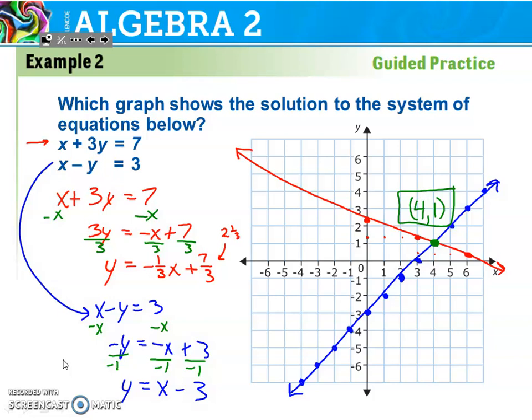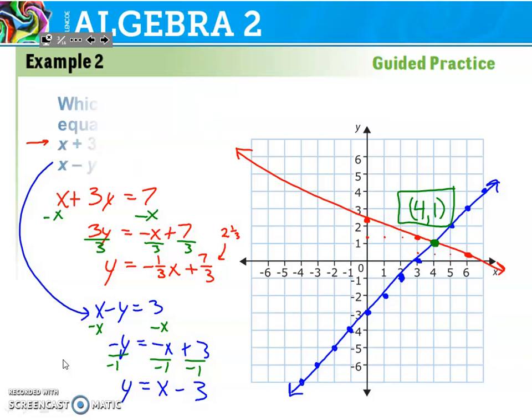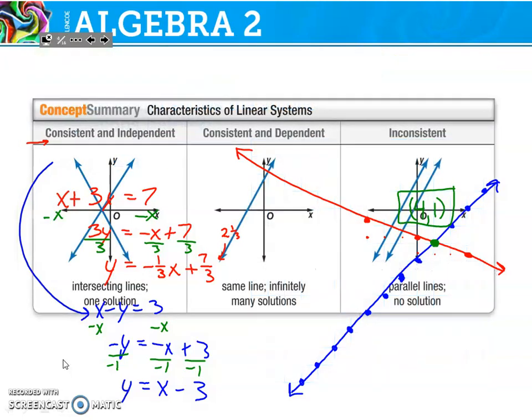Get them both into y equals form, and then you just graph them both on a graph, and then your solution is where they intersect. Make sure that you label that solution, okay? All right.